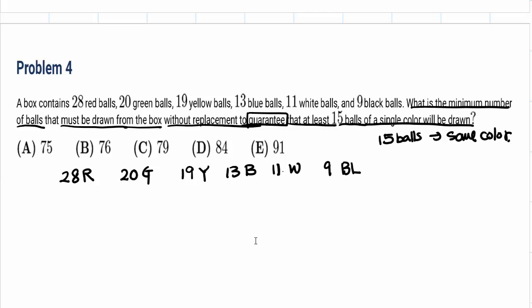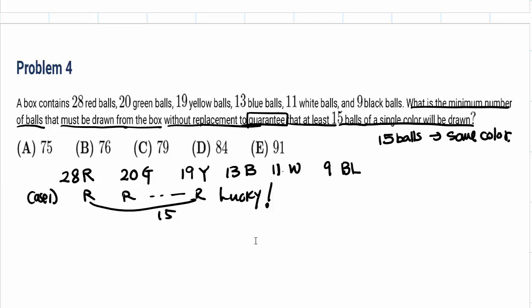Maybe you can use case 1, maybe you think, oh, there are already 15 balls. Yeah, there are 15 red, it's okay. But the number 15 doesn't guarantee. This is a very lucky case, but it doesn't guarantee. Sometimes we have different colors, okay? So the point over here is that we always have to think about the worst case. We need to find the worst case.